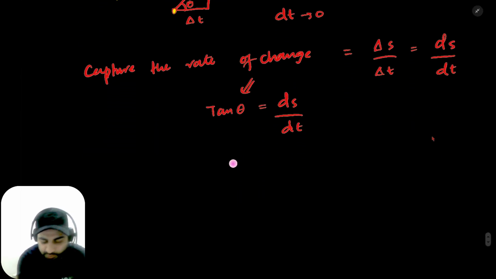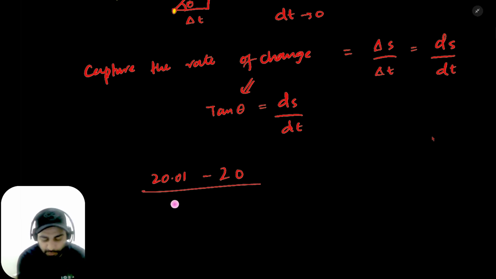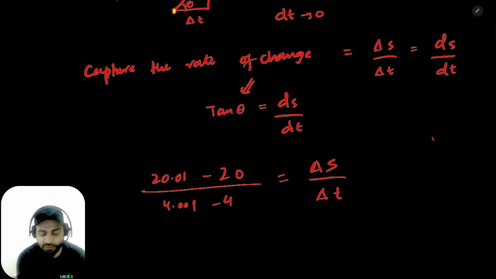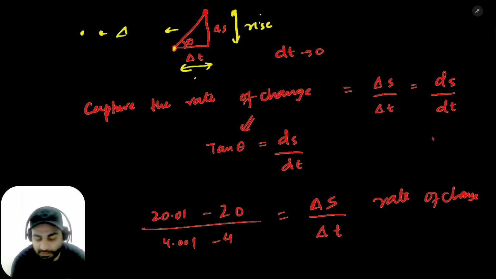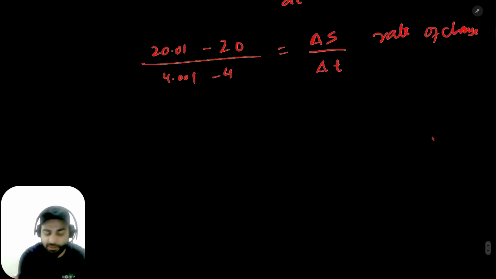Again, taking that example, let's suppose initially it was 20 meters. Then the distance covered was, let's suppose, 20.001, and it was covered from 4 seconds to 4.001 seconds, something like this. This is the change in distance, delta s. This is the change in time, delta t. So this is how we capture the rate of change, and this thing is nothing but a derivative. That's why sometimes you will see rise over run. This is called rise, and this is run. That's what captures our differentiation.